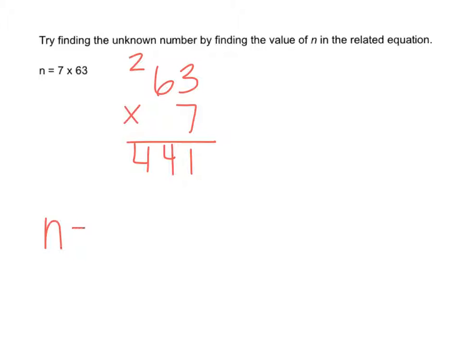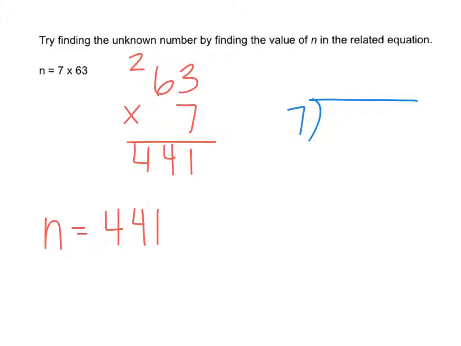Here we go. I've got n equaling 7 times 63. Because my n is all by its lonesome, that means that whatever 7 times 63 is must equal n. So I'm just going to figure that out. 63 times 7. 3 times 7 is 21. 7 times 6 is 42, plus 2 more, so 44. So in this situation, n equals 441.